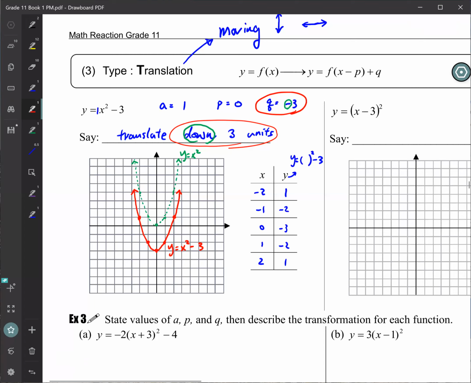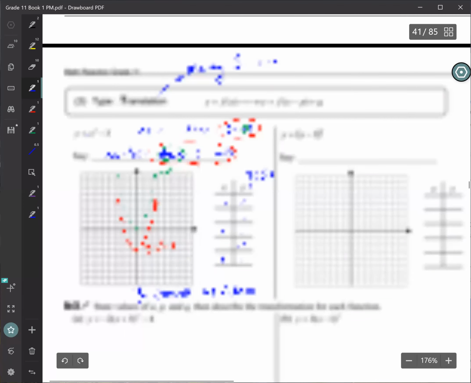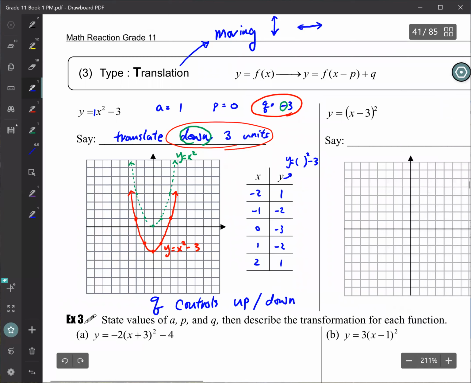So let's write down the rule for this one. We can put it here. Q controls up and down, either up or down. If it's up, it'll be positive. If it's down, it'll be negative. All right, can you raise your hand if you finished writing down the notes here?